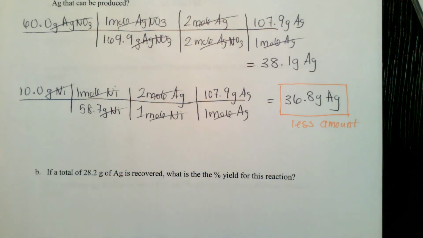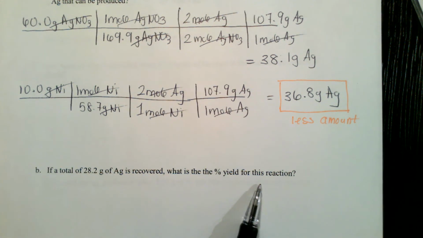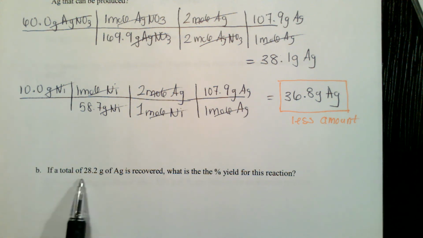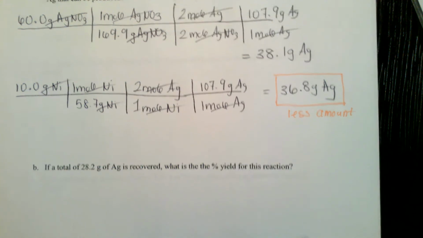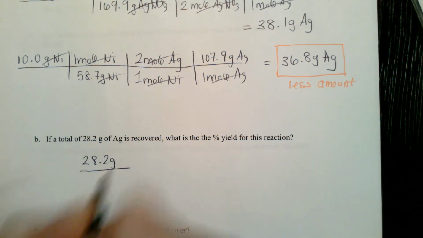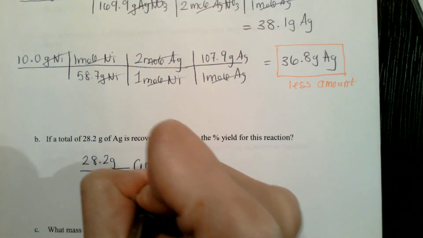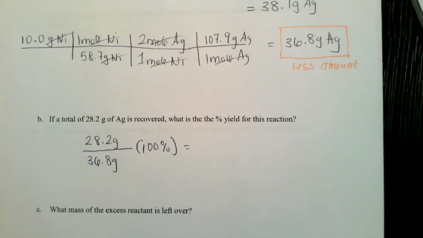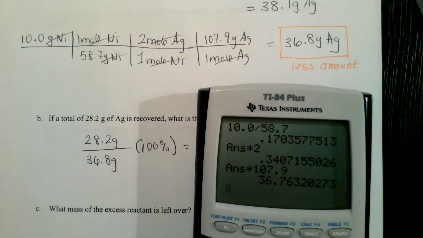Okay, so this one is now asking us to do a percent yield for this reaction. If we went into a lab and ran this reaction and were able to collect 28.2 grams of silver, what's our percent yield? This is the experimental amount, so that's going to go in our numerator. So we have 28.2 grams over our 36.8 grams times 100%. Experimental over theoretical times 100.